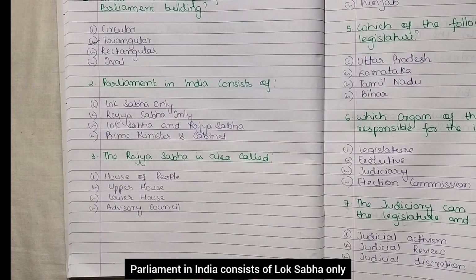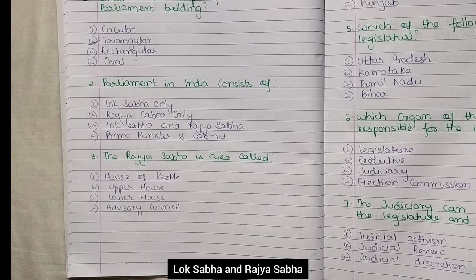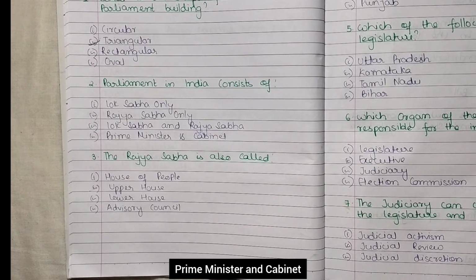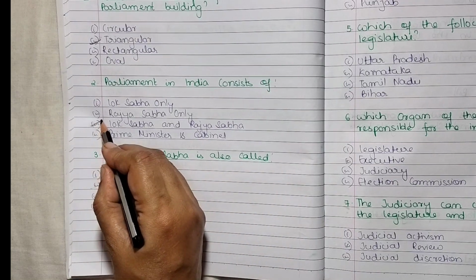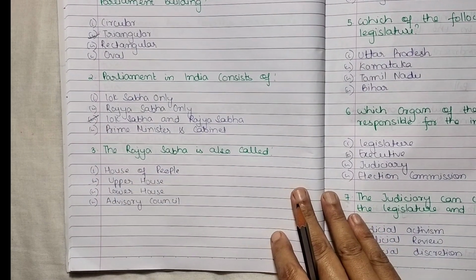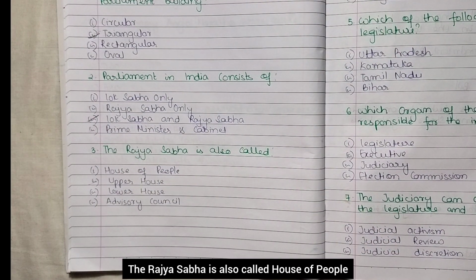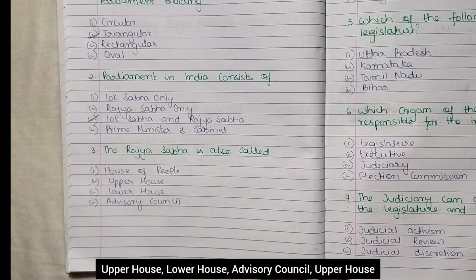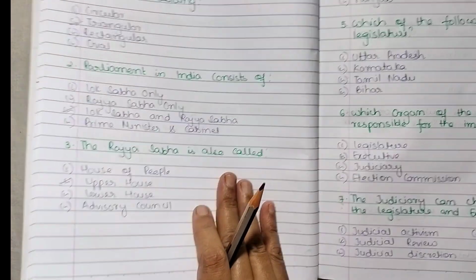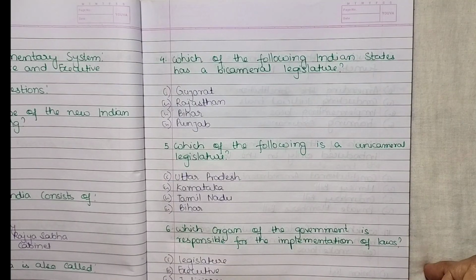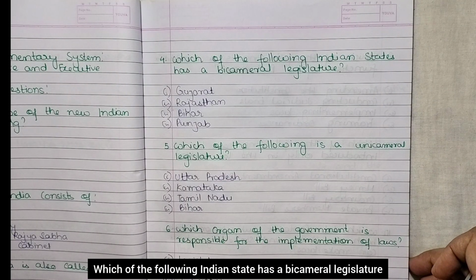Parliament in India consists of Lok Sabha only, Rajya Sabha only, Lok Sabha and Rajya Sabha, Prime Minister and Cabinet. So Lok Sabha and Rajya Sabha. The Rajya Sabha is also called House of People, Upper House, Lower House, Advisory Council. Upper House. Which of the following Indian state has a bicameral legislature?